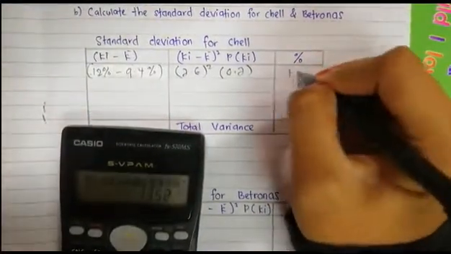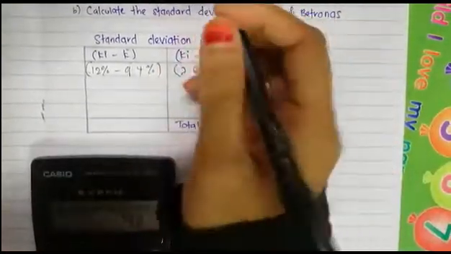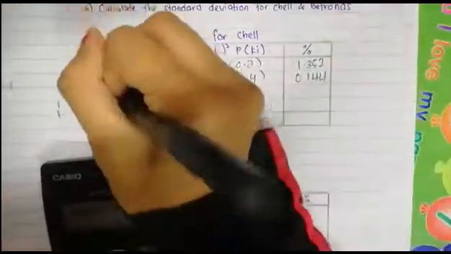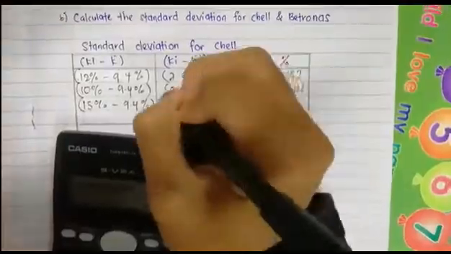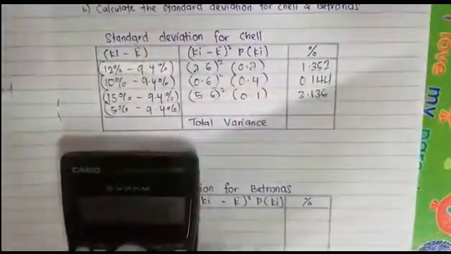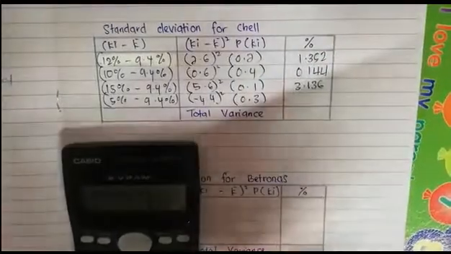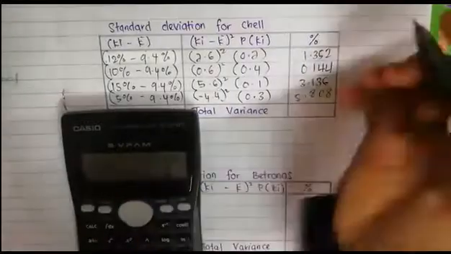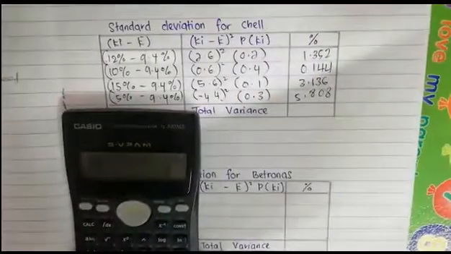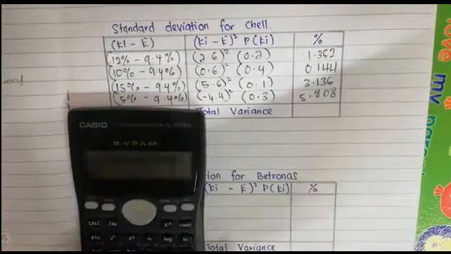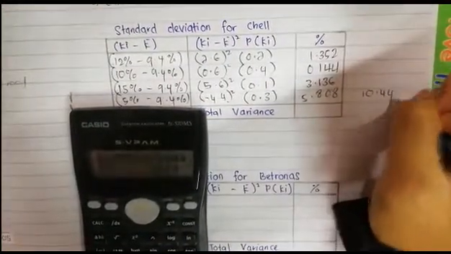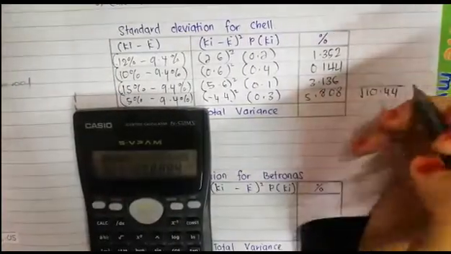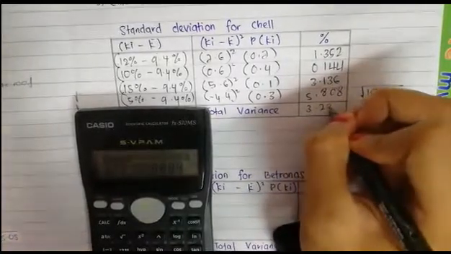So the answer is 1.352. And next, we'll get 5.808 and we will add all the totals. The answer is 10.44. We will square root the answer, and the total value for the standard deviation for Shell is 3.231.